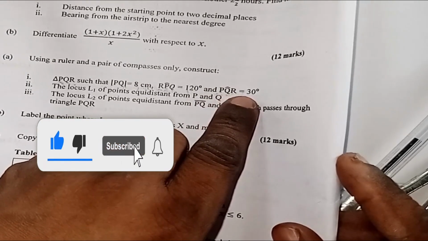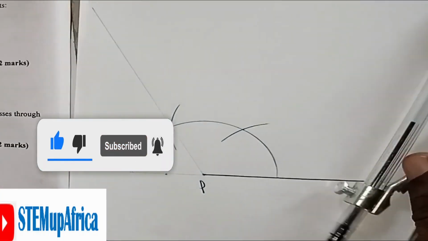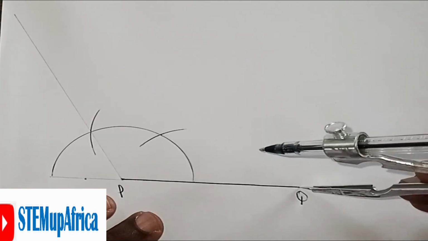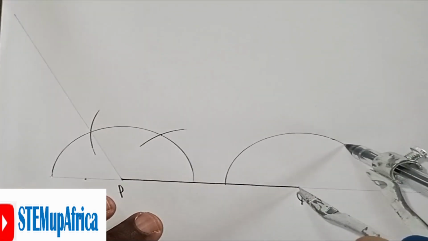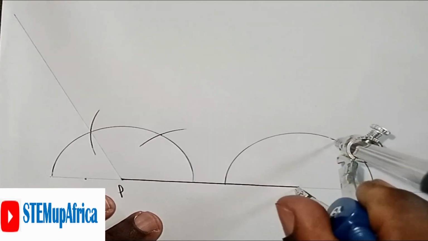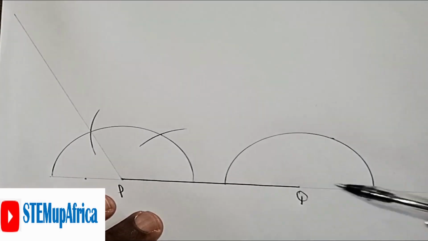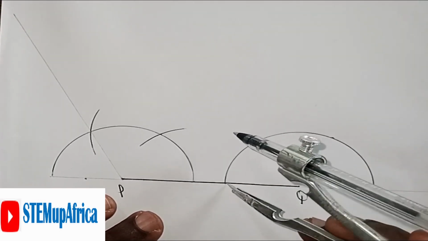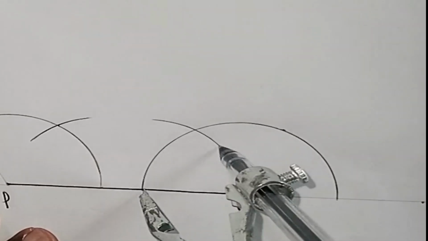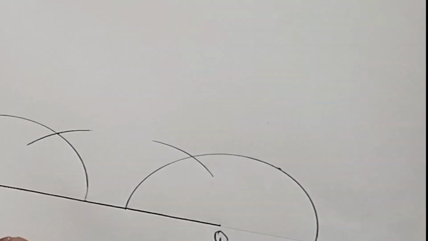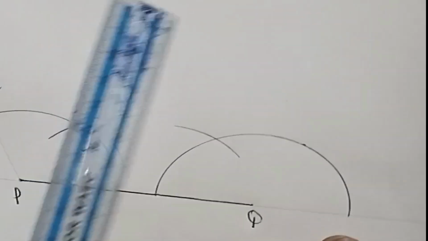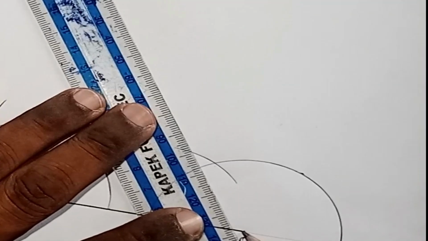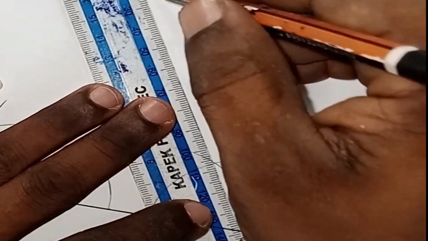So let's consider 30 degrees at Q. At Q, I'll put my pair of compass at that point and also draw a semicircle with any radius of my choice. When I put the pair of compass here with the same radius to cut an arc, this is 60 degrees. Although I don't need this angle, they say we should construct 30. So I can just draw a faint line through it. This is not the angle I want.